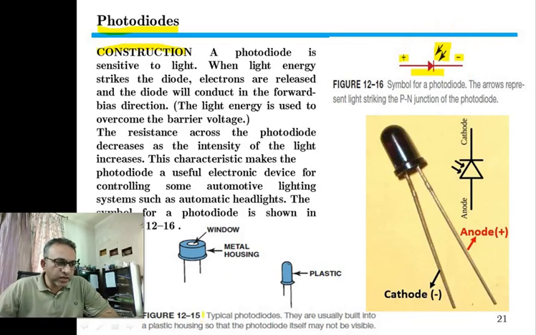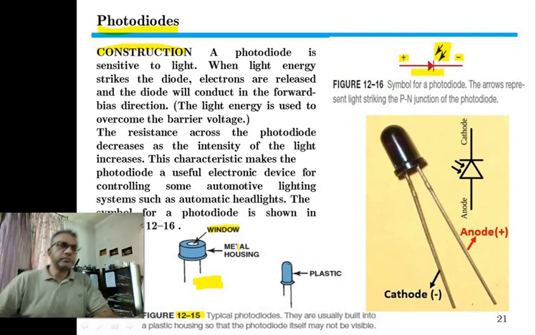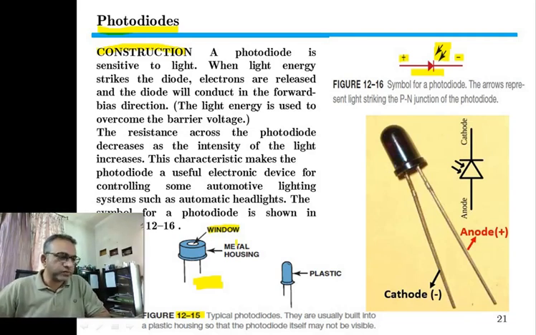Now figure 12.15 represents the physical drawing of a photodiode. That is the two terminals, one representing the anode and the second representing the cathode, and then a metal casing so that light only falls within a specified area, and this specified area is the window. This window is provided so that light will fall through this window.